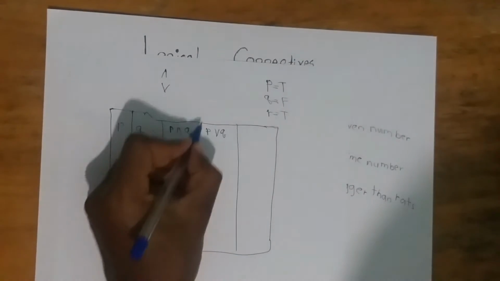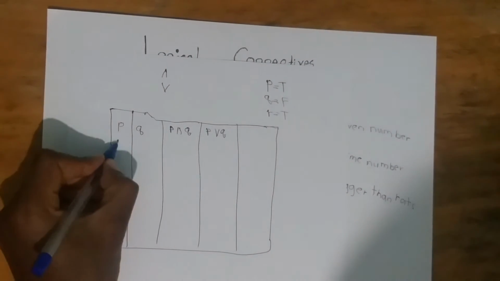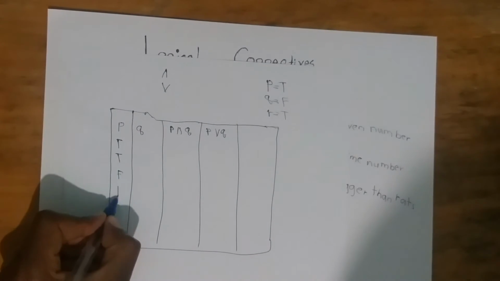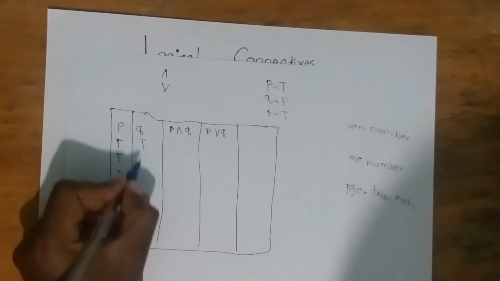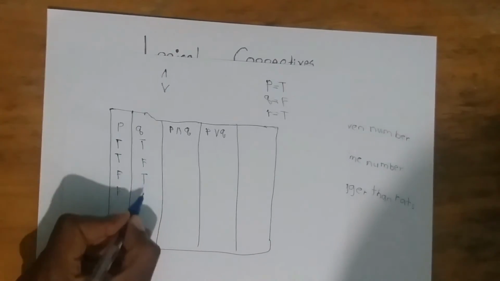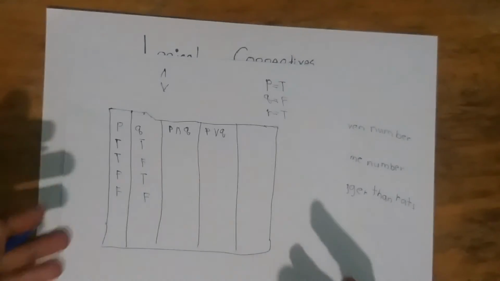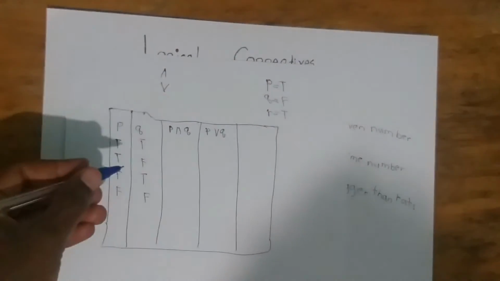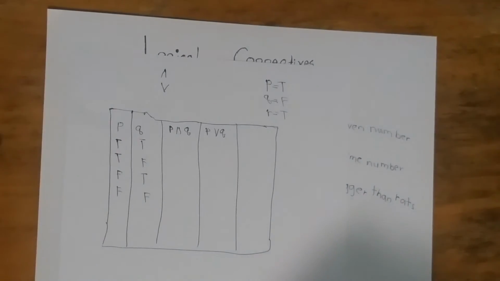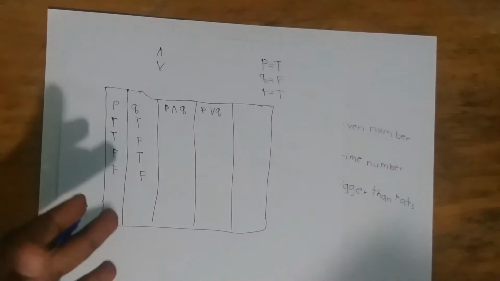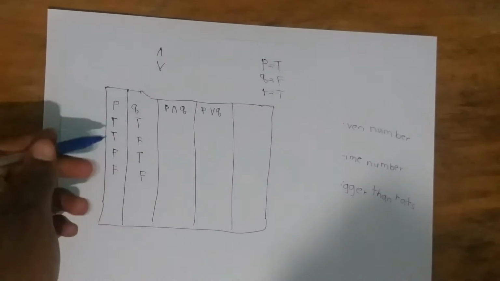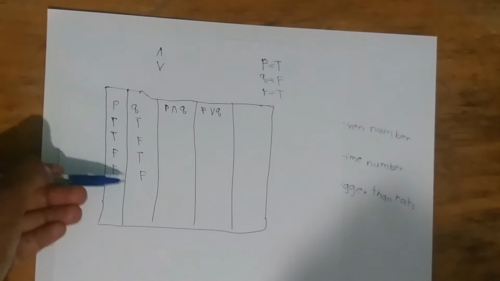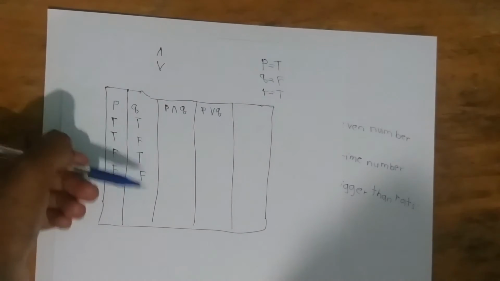We will say true true, false false, true true false false, true false, true false. We use this technique for two statements. When we have two statements, P, Q or maybe A, B, we use this kind of method to write the table for two-variable statements. We will give these values of true and false for these two.